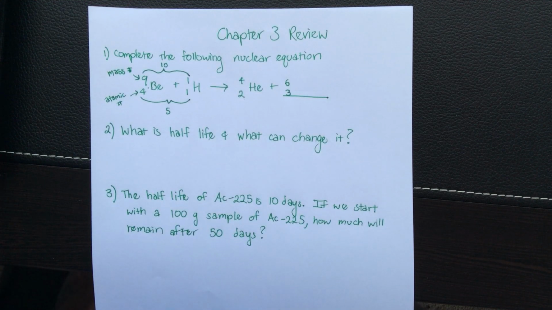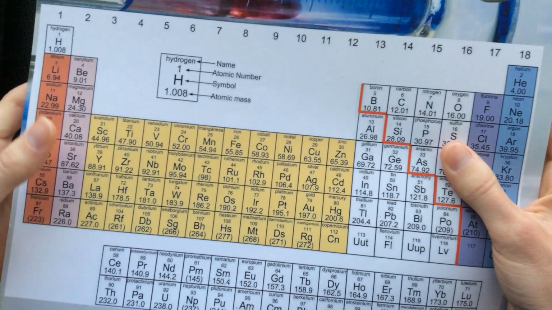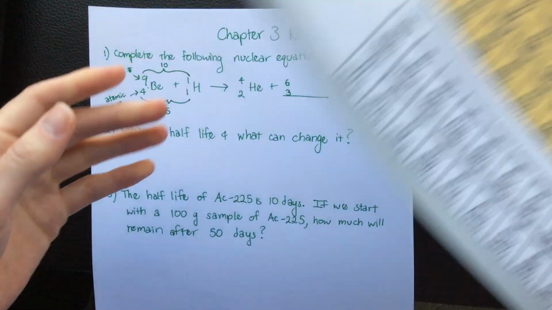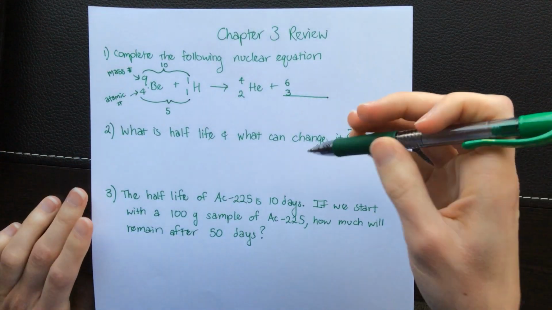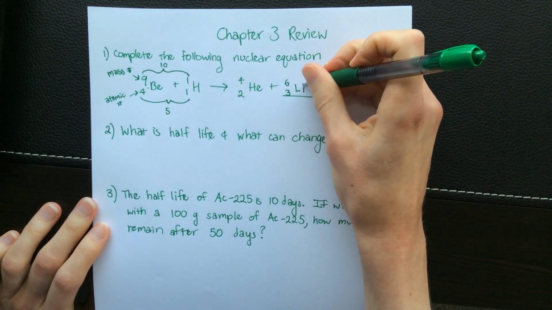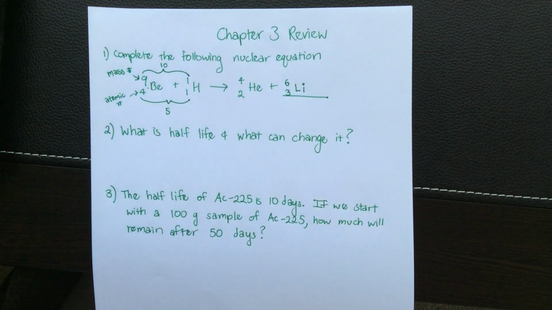To figure out what element that is, we just look on the periodic table for element number 3. It's lithium. And so we just write Li. And then you can check and make sure that they add up, and they do. And that's it. So that's how you complete nuclear equations.